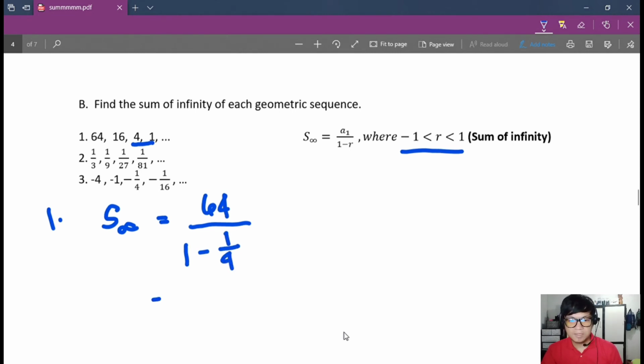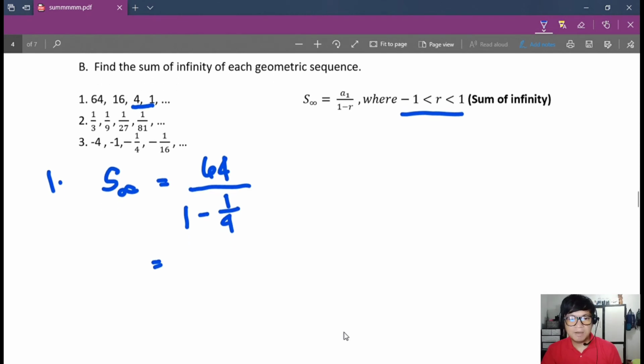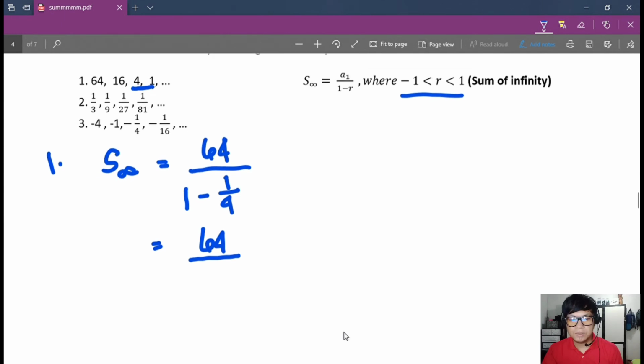Okay? So, the sum of infinity is equal to 64 over what is 1 minus 1 fourth? 1 minus 1 fourth is equal to 3 fourth.